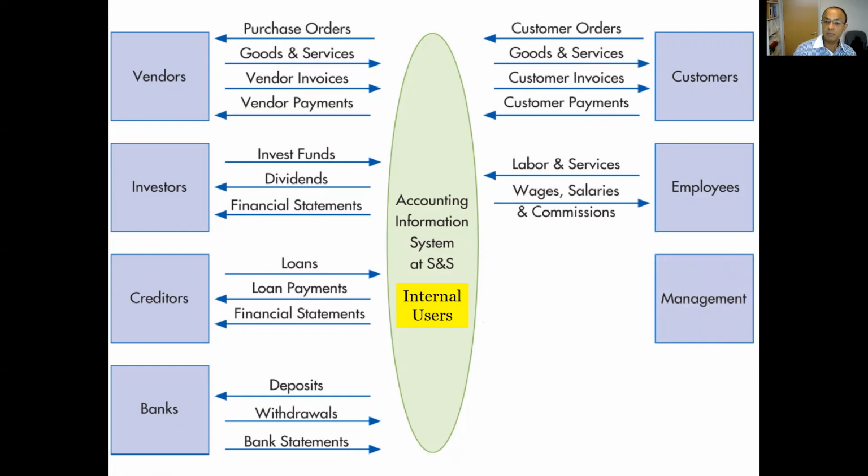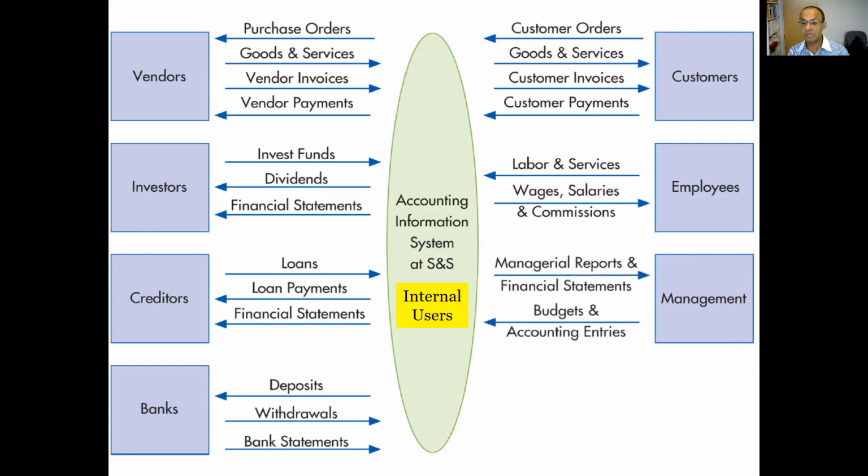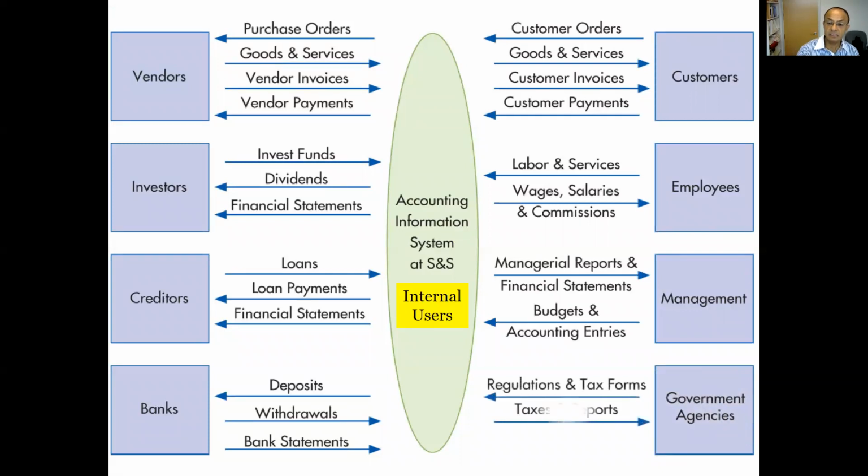And then look at the employees. They work for the company and they get their salaries. For the management, the company will submit the management reports with the financial statements, and the management will create the budget and the accounting entries. And finally, for the governmental agencies, we pay the taxes, we receive all the regulations, and based on that, we submit our tax report every year.